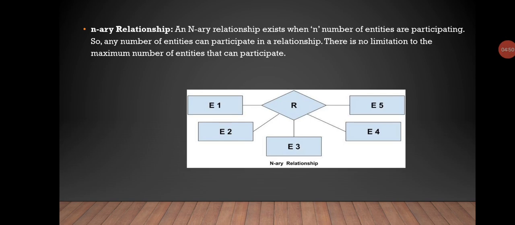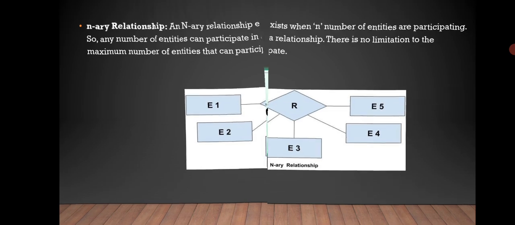An n-ary relationship exists when n number of entities are participating. So any number of entities can participate in the relationship. There is no limitation to the maximum number of entities that can participate.